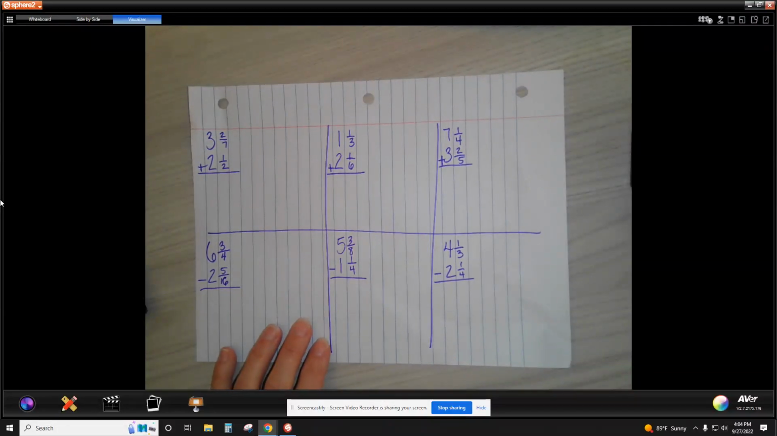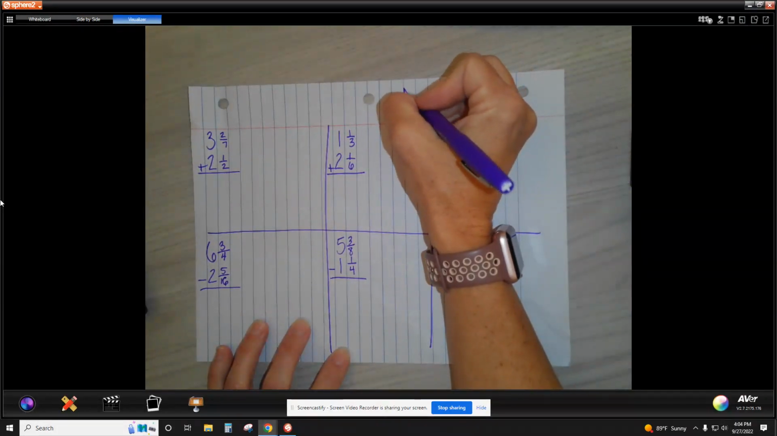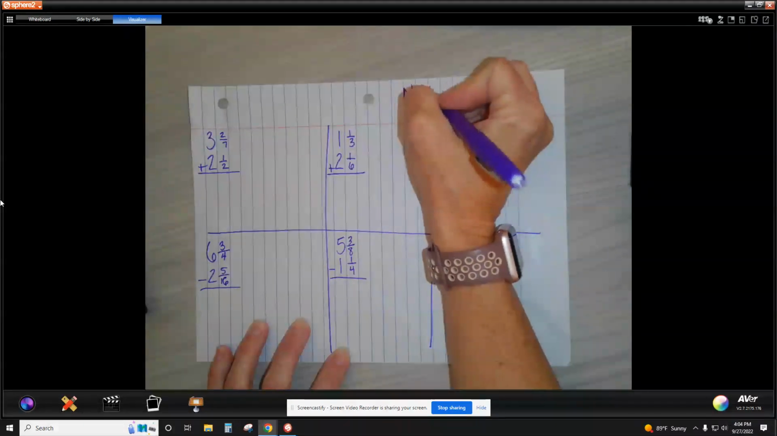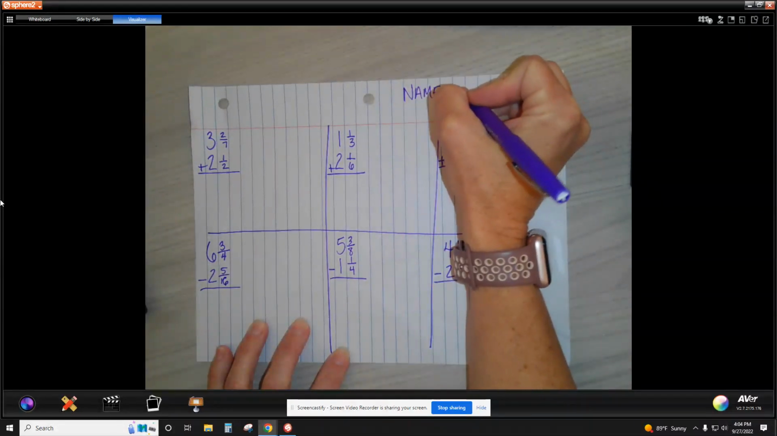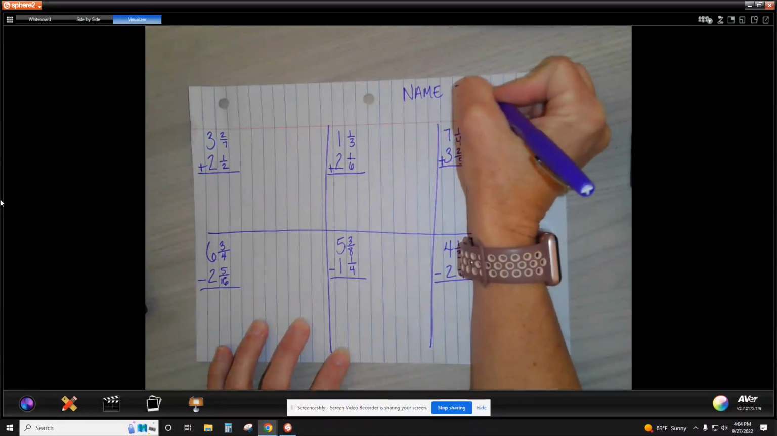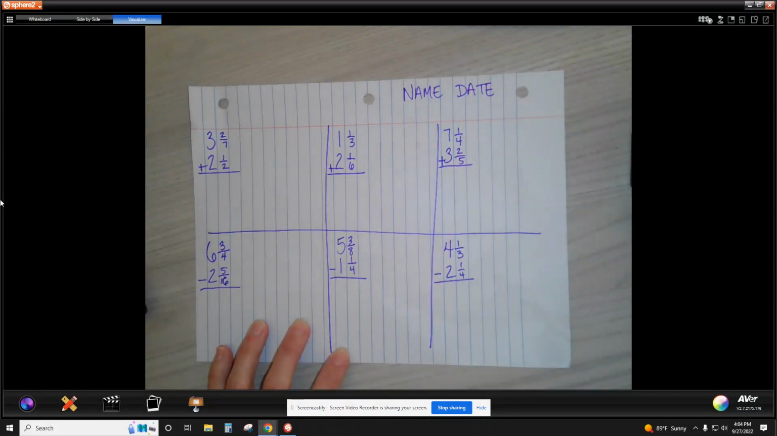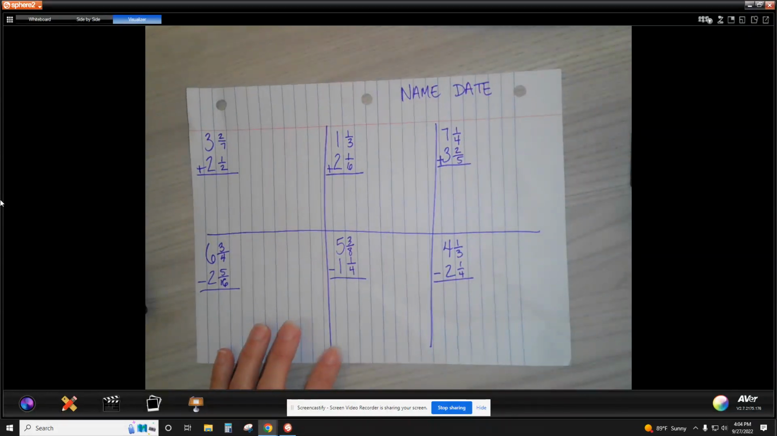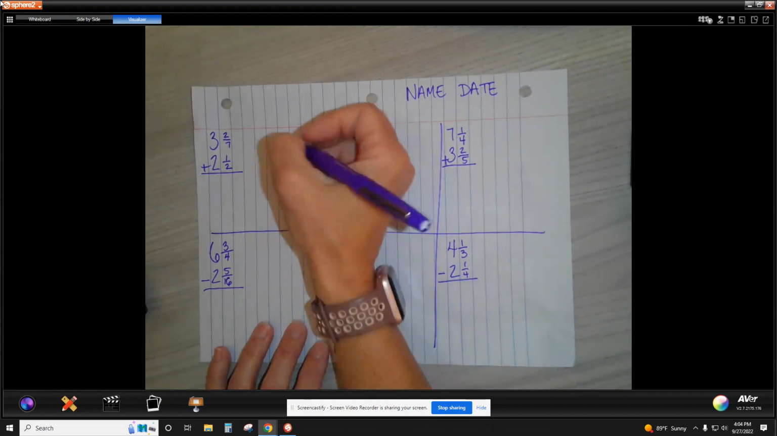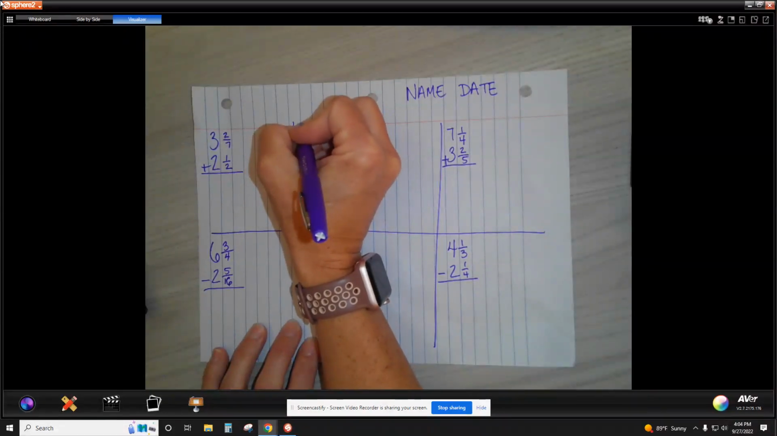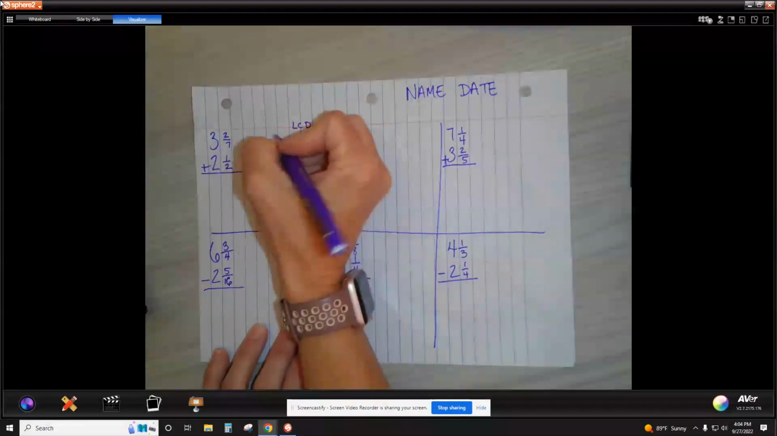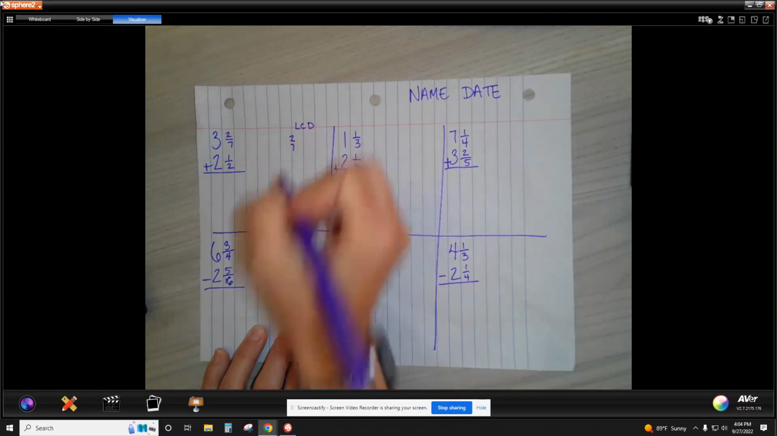In this video, we are going to continue practicing adding and subtracting mixed numbers with unlike denominators. Make sure you put your name up here on the top, and if you could, also put today's date, because a lot of these pages are looking exactly the same and I want to go back and look at your work. So this first one, we're going to start with our least common denominator of 2 and 7.